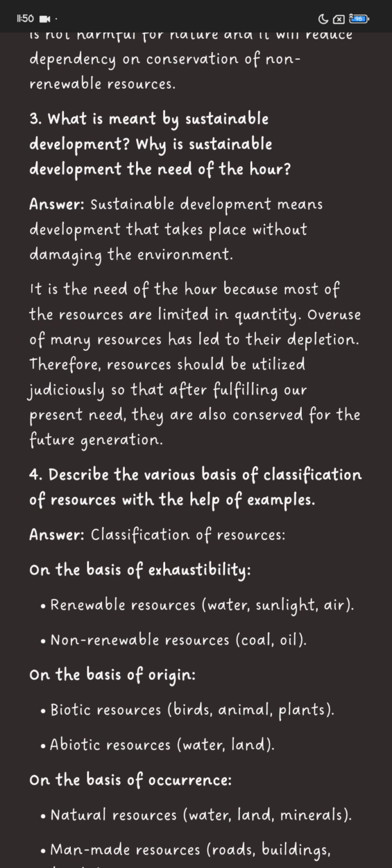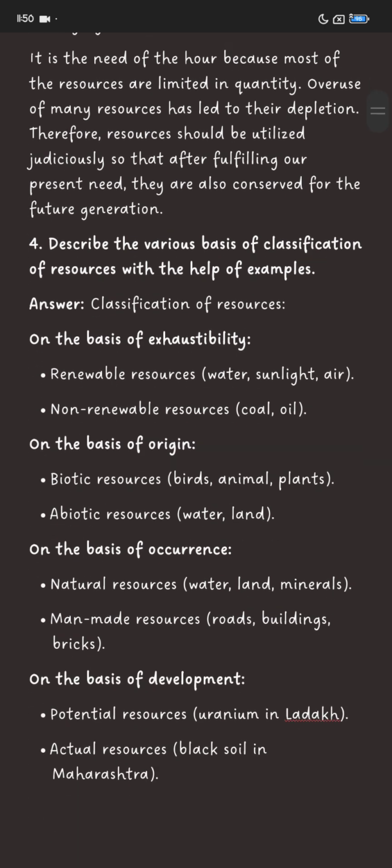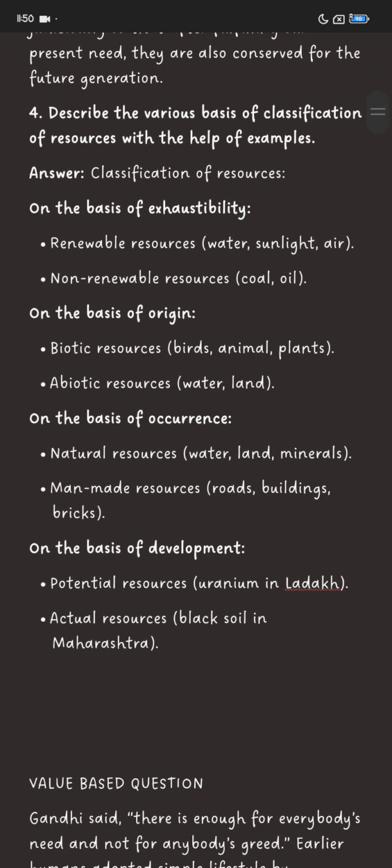Number 4. Describe the various bases of classification of resources with the help of examples. Classification of resources. On the basis of exhaustibility: renewable resources and non-renewable resources. Renewable resources are water, sunlight and air. Non-renewable resources are coal and oil.